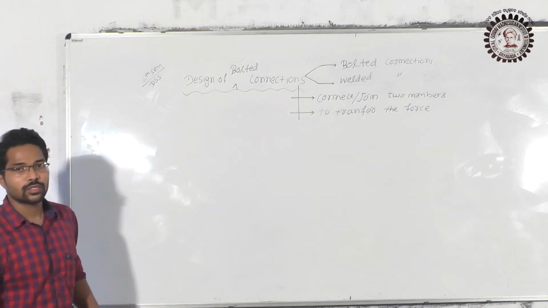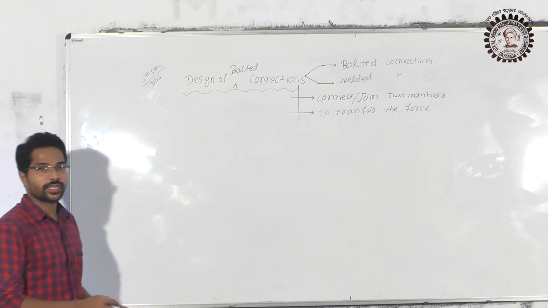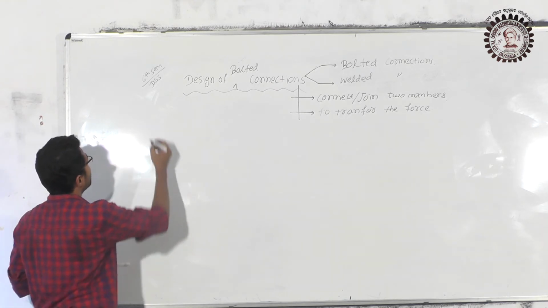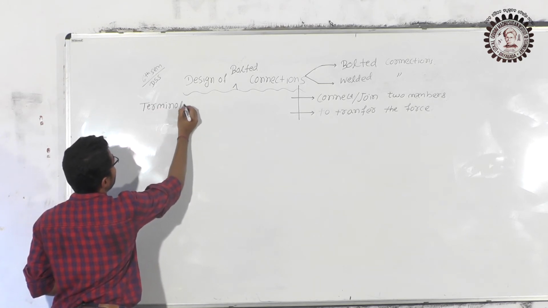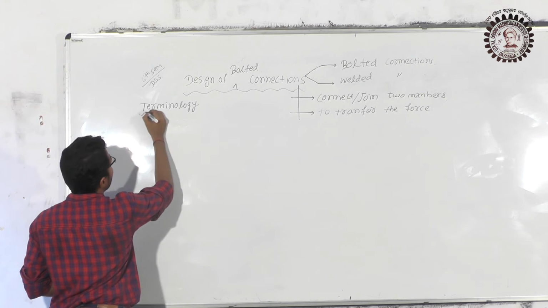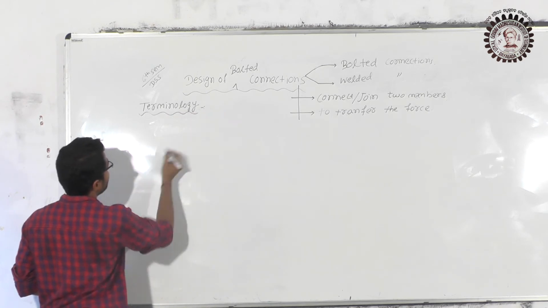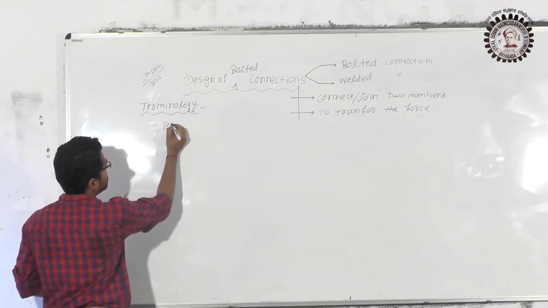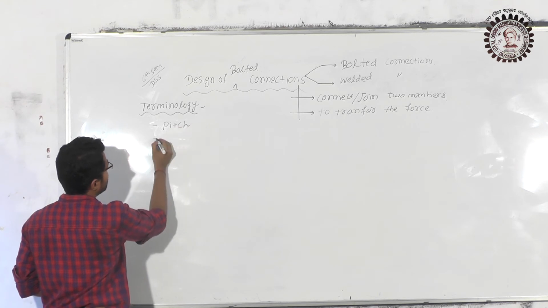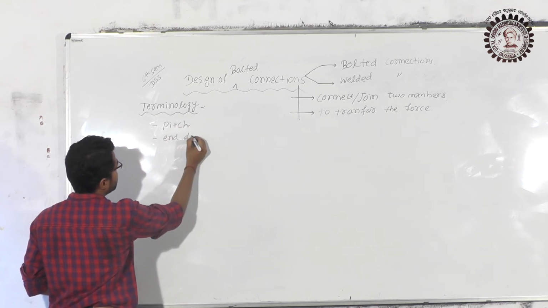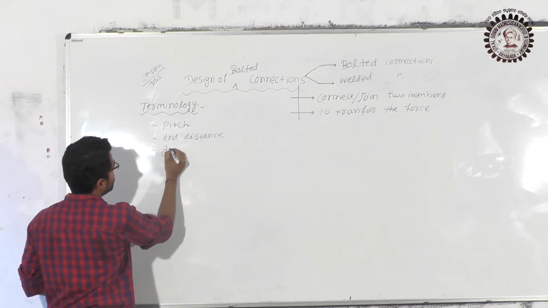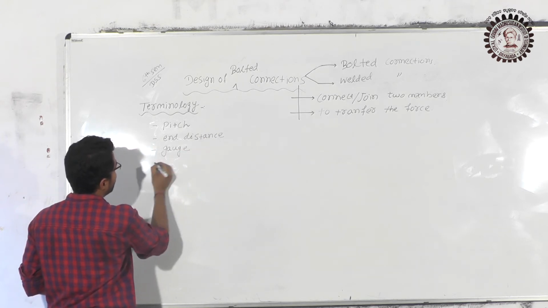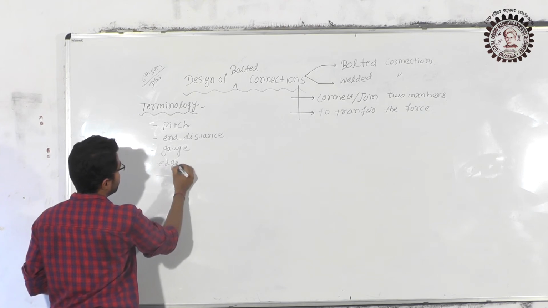So next are some terms related to bolted connection. Terminology. Some terms I will discuss: pitch, end distance, then gauge, and the last one is edge distance.